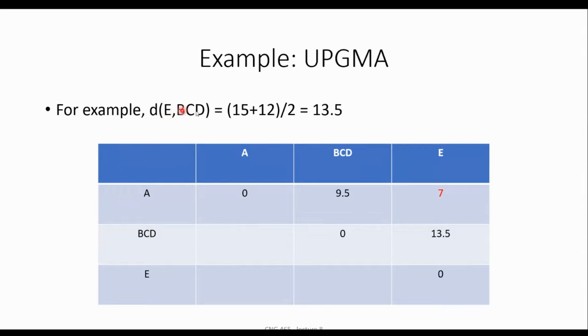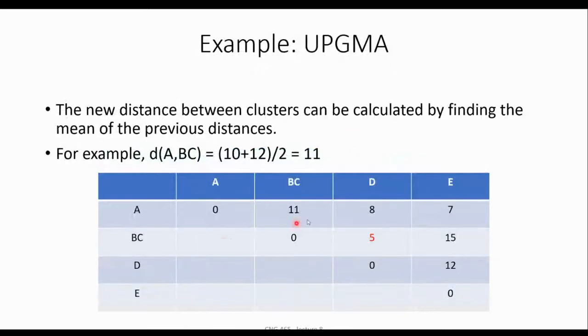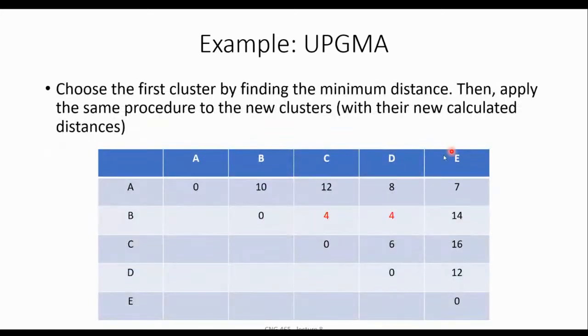So when I want to find the distance between, for example, E with BCD, what do I do? In the previous table, I want to compare E with BC and D. So it means that I find the average between 15 and 12, instead of going to the first table and calculating the average of E with B, C, D, because not necessarily you will reach the same answer, okay?